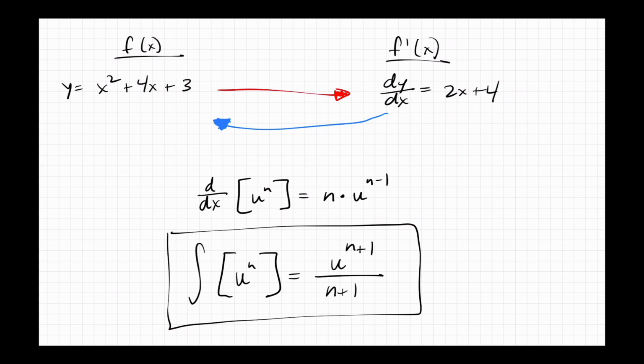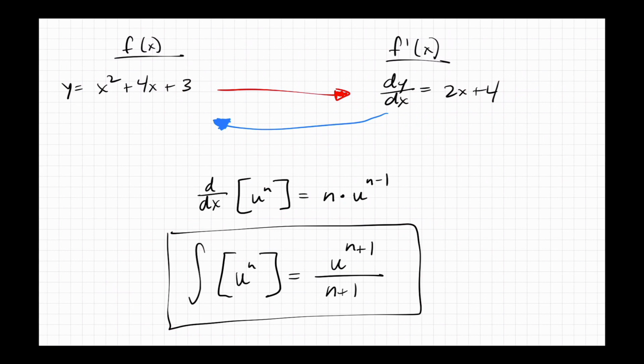Antiderivatives really have two rules. The first one, you guys have just learned, power rule. The second one is something called U substitution. U substitution is their version of chain rule. It's their version of chain rule.